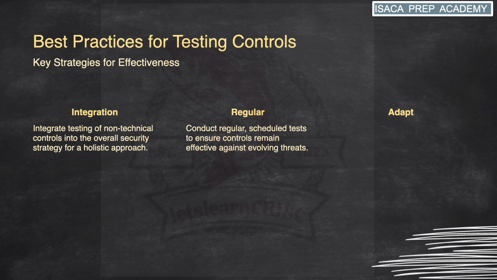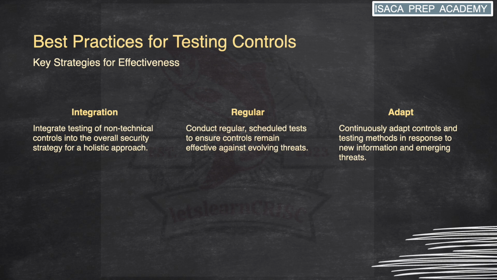Next, about adapting controls. Friends, continuously adapting controls and testing methods in response to new information and emerging threats is paramount in maintaining a robust security posture. And in the ever-changing landscape of cybersecurity, threats evolve rapidly, requiring organizations to stay agile and proactive in their defense strategies. And by remaining vigilant and responsive to emerging threats, organizations can effectively mitigate risks and protect their assets, data, and personnel.